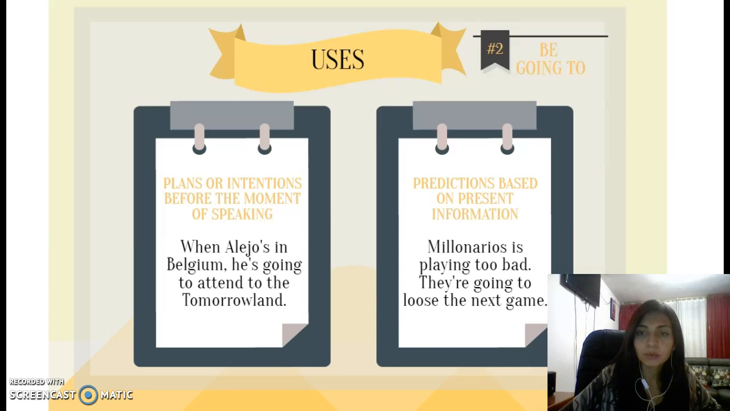We use it to talk about predictions based on present information. So we can talk about predictions with will and going to, but in this case, when there is information, we use going to. For example, Millonarios is playing too bad. They are going to lose the next game. So they have been playing terrible. So there is a fact, or there is a possibility that they could lose the game.